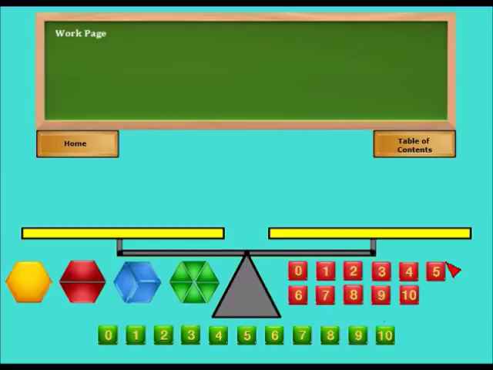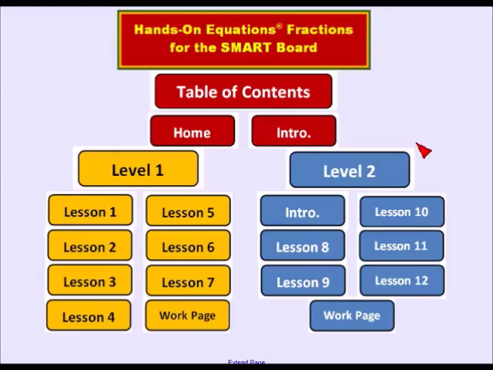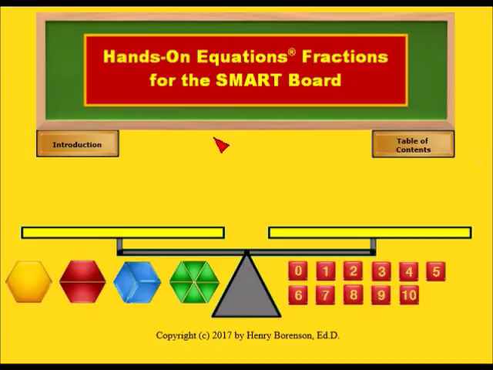The other comment that's important to make is that the use of this program assumes that the teacher has the Hands-On Equations Fractions learning system, which provides the strategies to solve these equations.